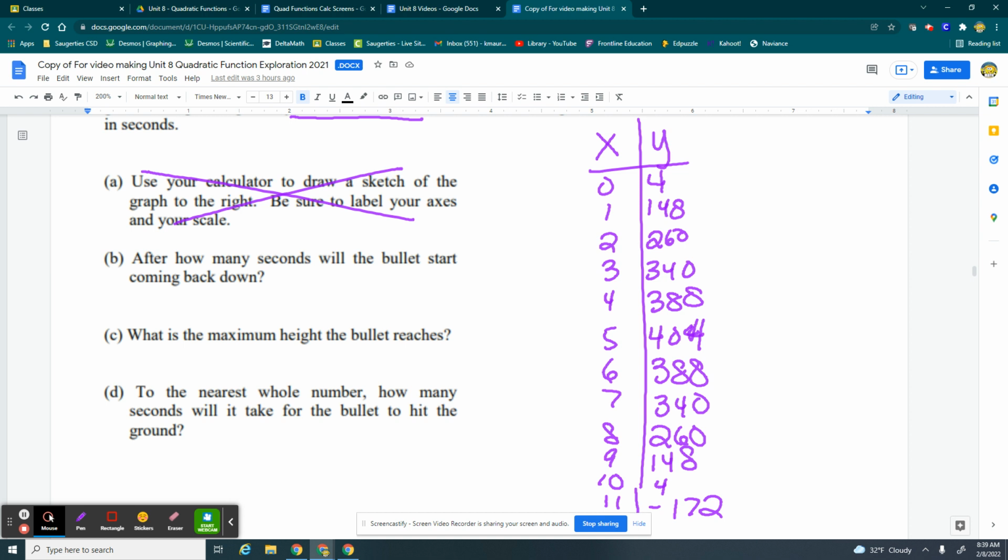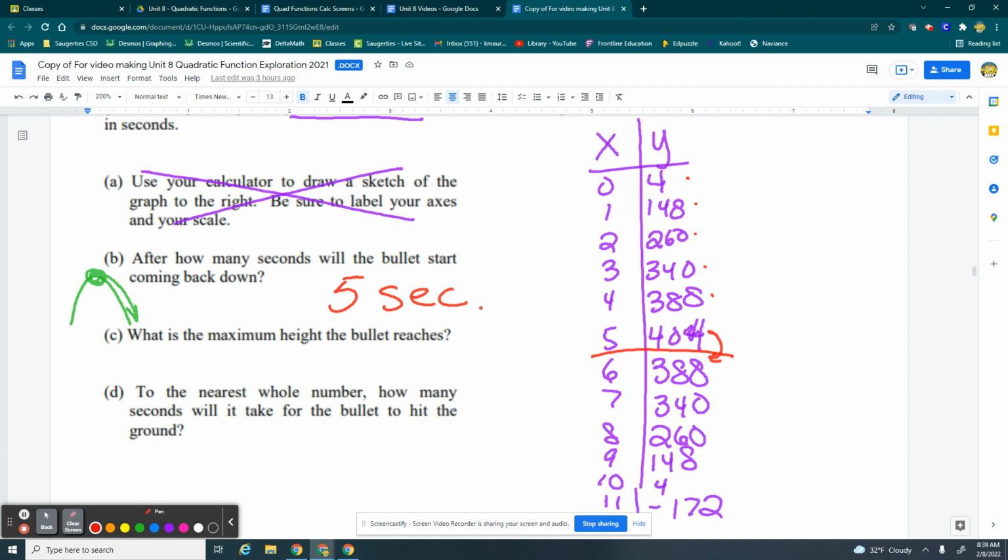And now I'm going to answer some questions. After how many seconds will the bullet start coming back down? So remember, our bullet, it goes up and then it goes down. So coming back down is like this section right here. So we're going to look and see where our height starts to decrease. 4, 148, 260, 340, 388, 404, then look, back down. So after 5 seconds, that's when it reaches its highest point. So after 5 seconds, the bullet will start coming down.